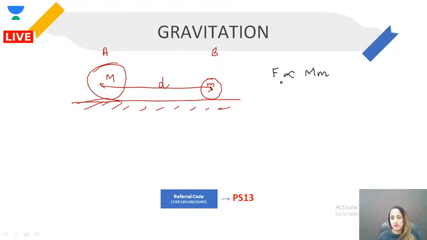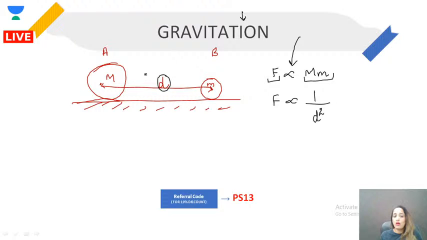So that is what this constant of proportionality means. Force is directly proportional to the product of the masses of the two objects, or the two balls. And this force is also inversely proportional to the square of the distance between these two.